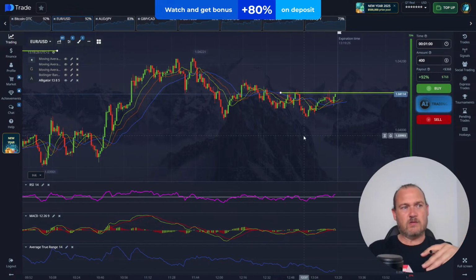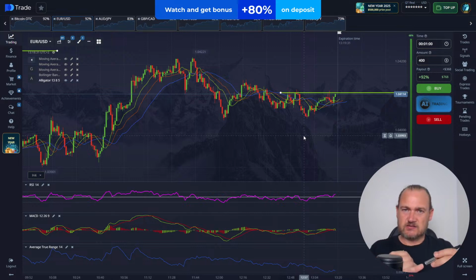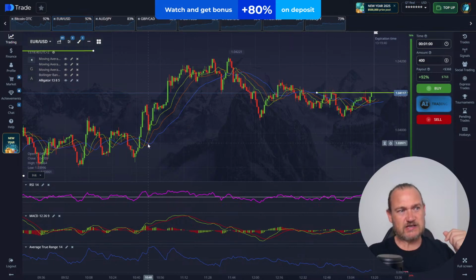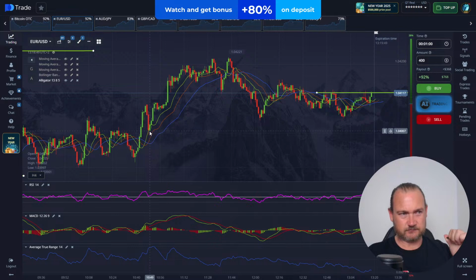Okay. Another thing to keep in mind as well, because the alligator consists of moving averages, these can also be used as dynamic support and resistance areas. And you're going to see this happen quite often. This was a great example where price came back and it just retested the support line there of the lips. At the same time, my RSI remained bullish.